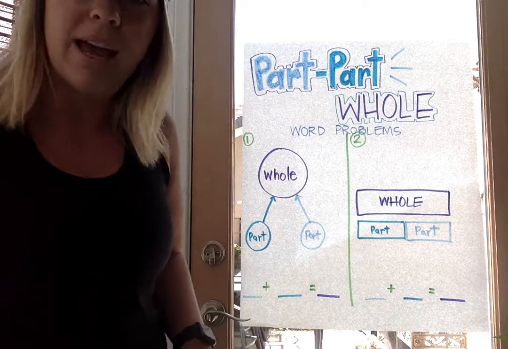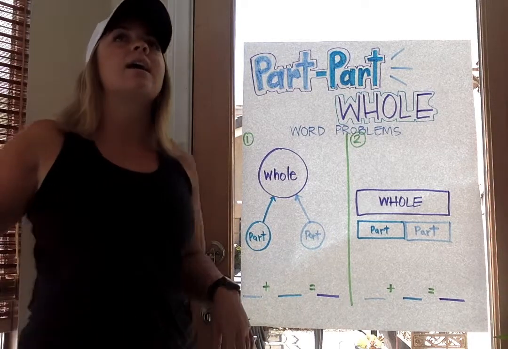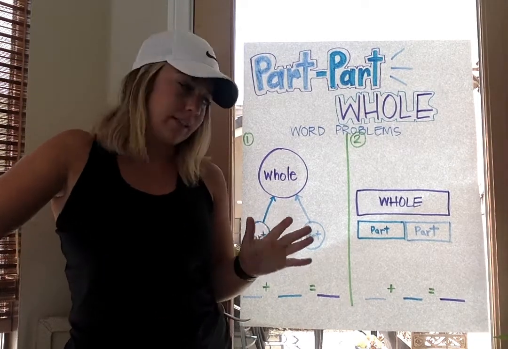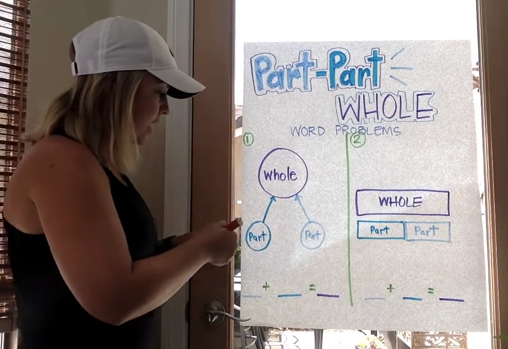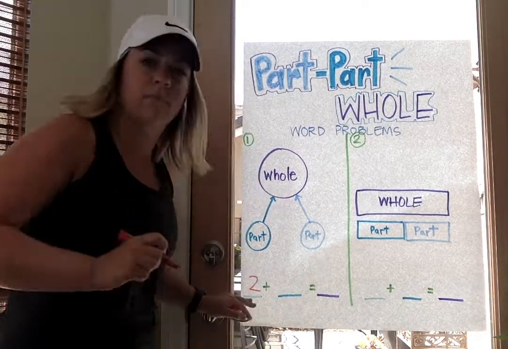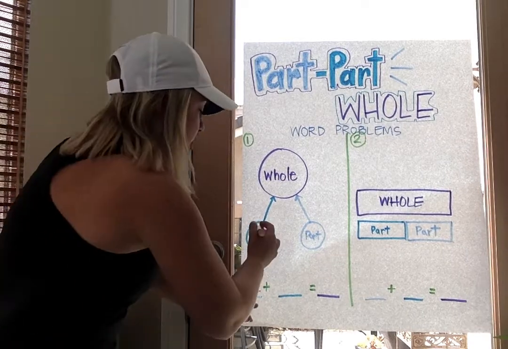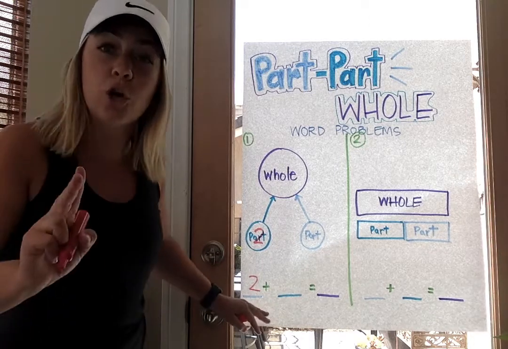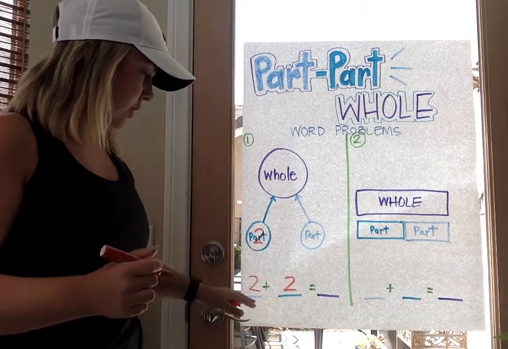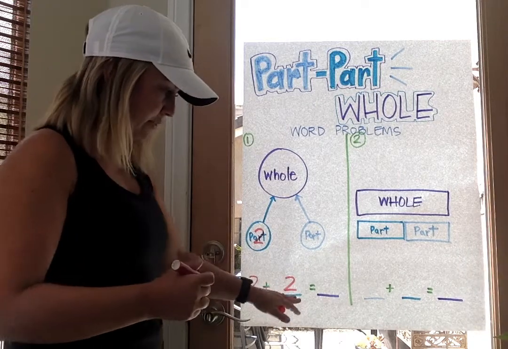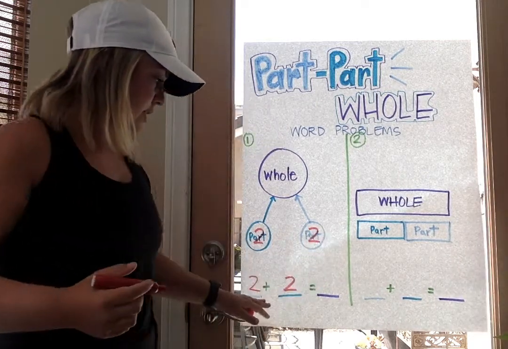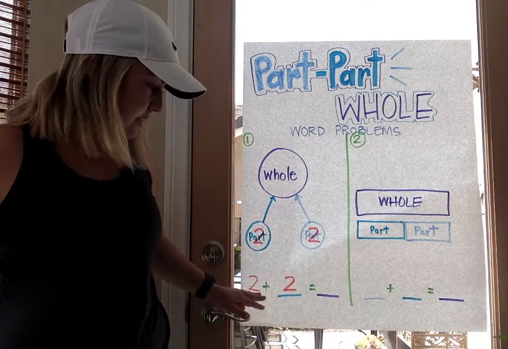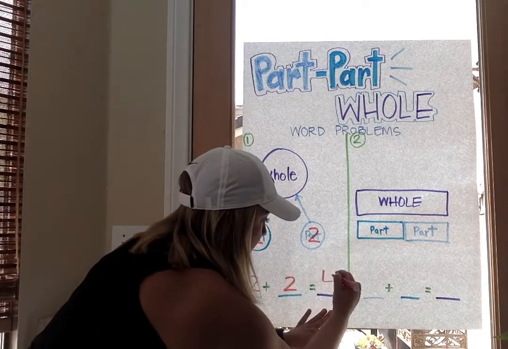Say I am eating chicken nuggets. I know, that's so crazy. But I'm eating chicken nuggets and I dip two of them in ranch. So my first part's going to go right there. I dip two of them in ketchup, so we put our other part on that side. Now, how many chicken nuggets did I eat? So we have to add. 2 plus 2 is 4.